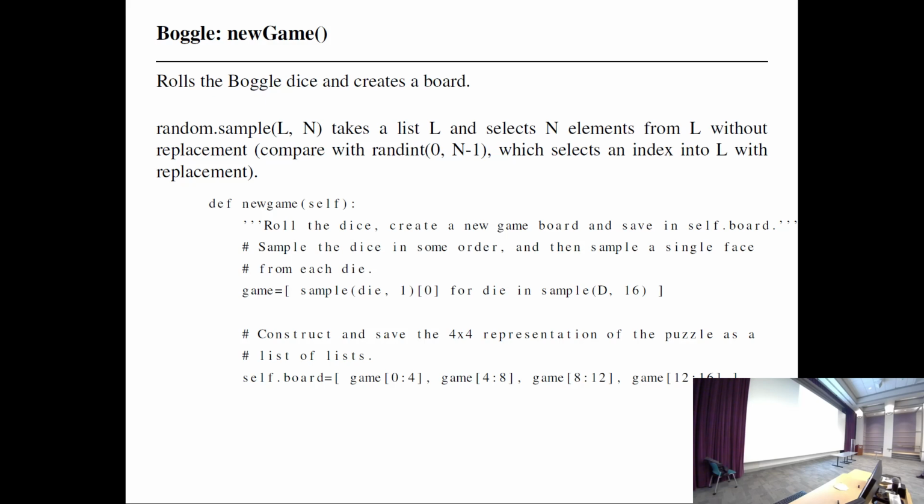I'm going to create a new method called newGame. And you'll see that I'm using a function here called sample, which comes from the random package. So the sample function takes a list or a sequence and a number. And what it does is it generates a sequence of elements drawn from L without replacement.